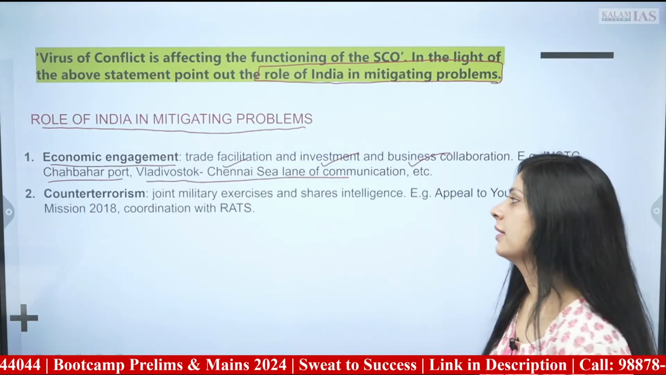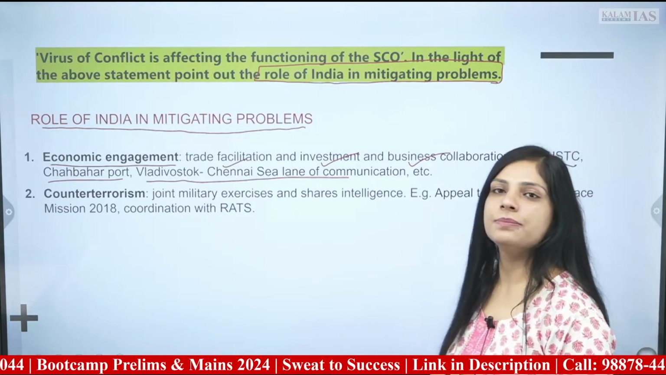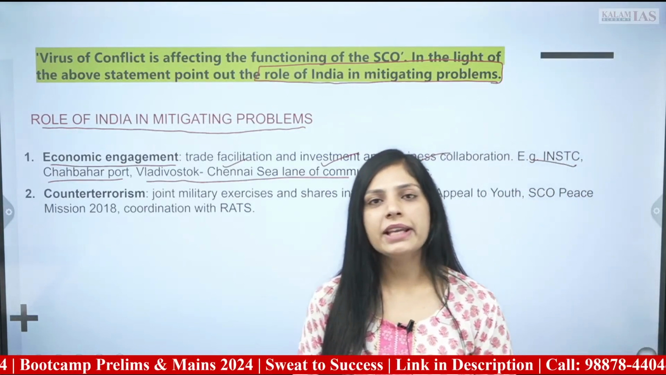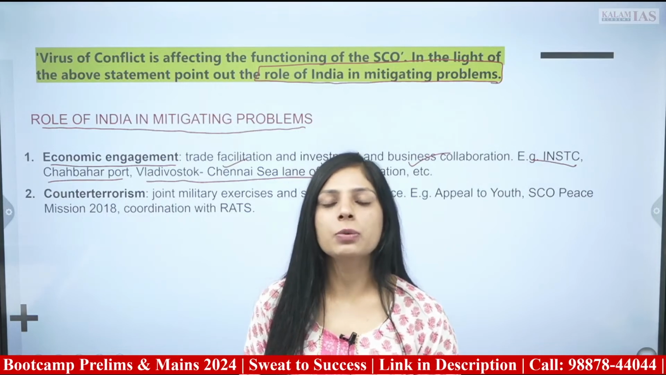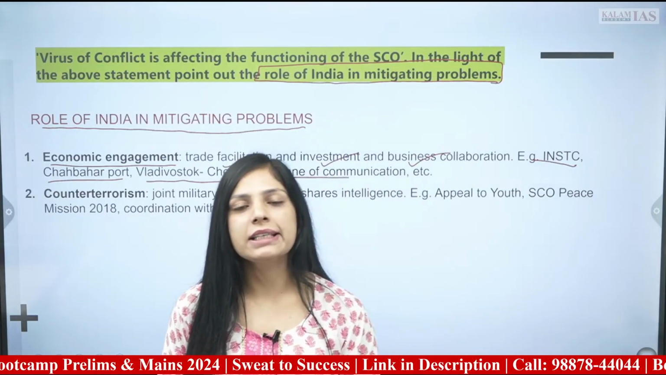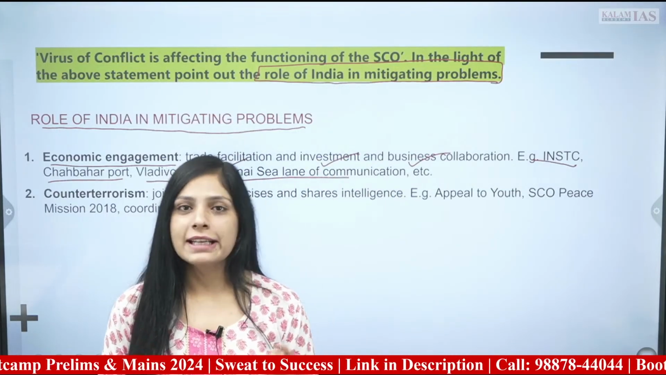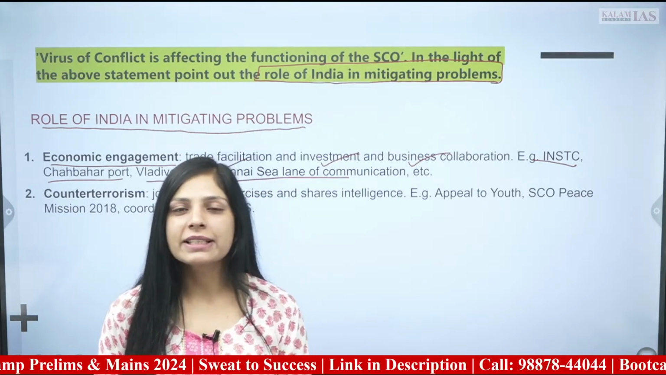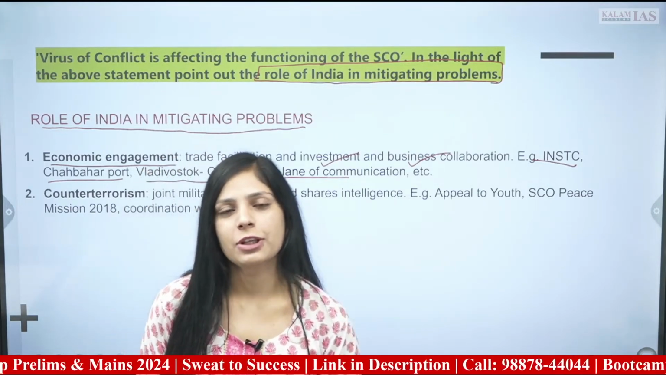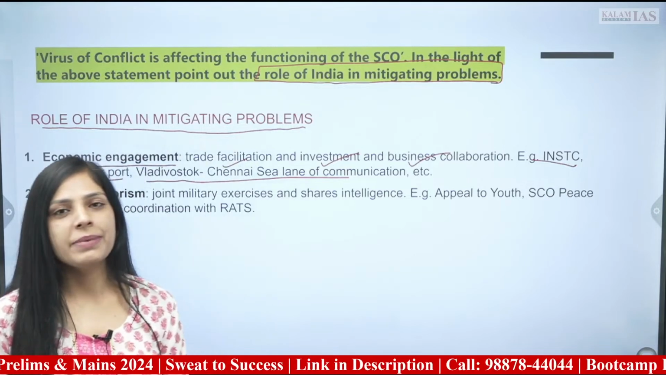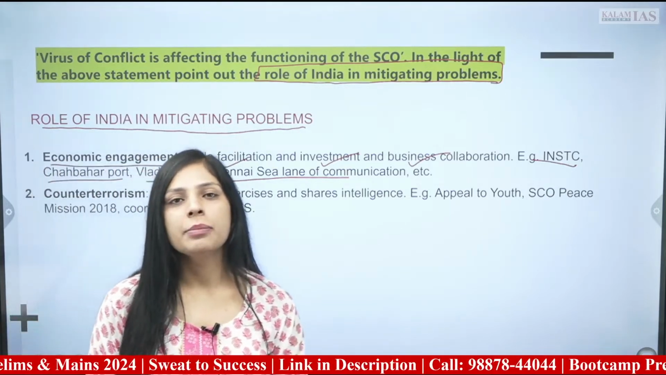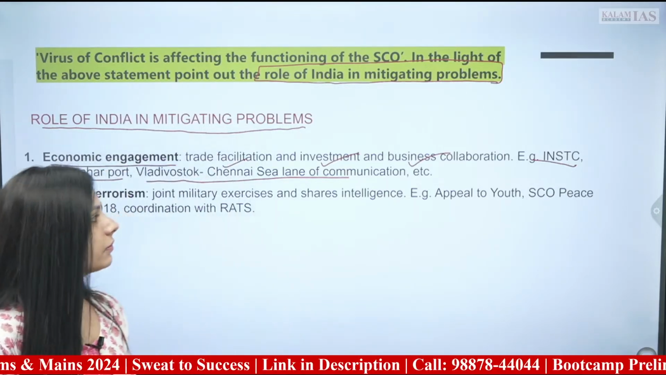Next point, counter-terrorism. See, the main aim of SCO was to combat the three evils of terrorism, separatism and extremism. So counter-terrorism is the main area where India plays a major role.